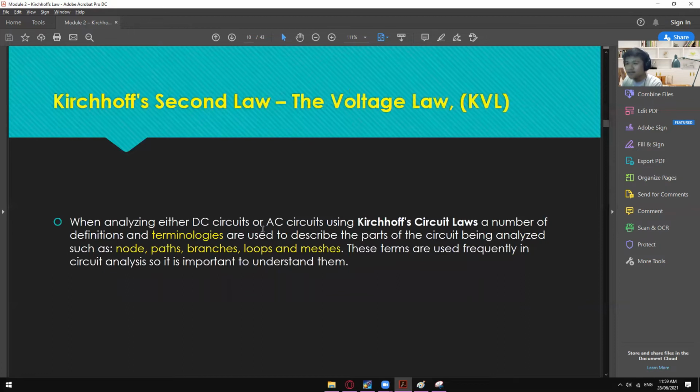Okay, anyway, so let's now move on to the terminologies when it comes to solving a Kirchhoff circuit law. So we have here the node, which we have already discussed a while ago, and then the path. I hope you guys are already familiar with path. Path is just a line, okay, and then branches. So this might be new to you guys, and then loop. So this might be also new to you, and then meshes, okay. So these terms are used frequently in circuit analysis, so it is important to understand them.